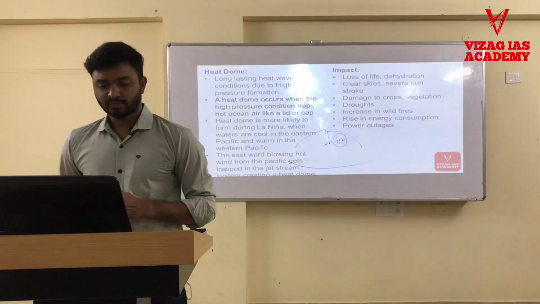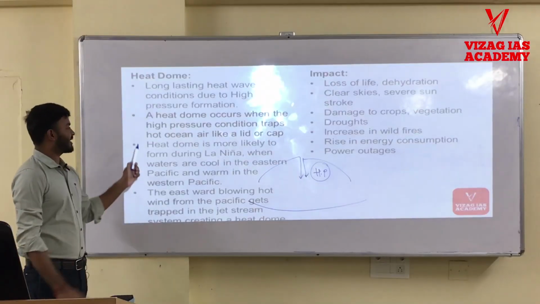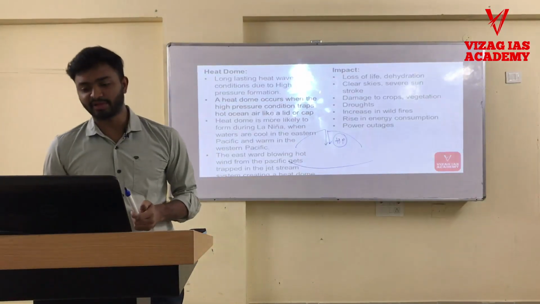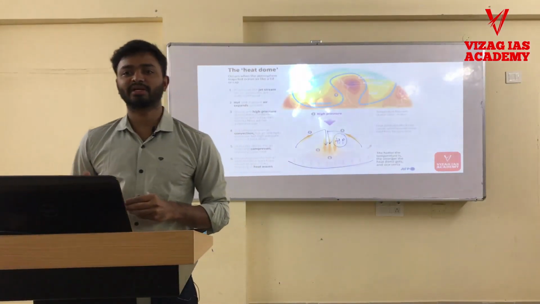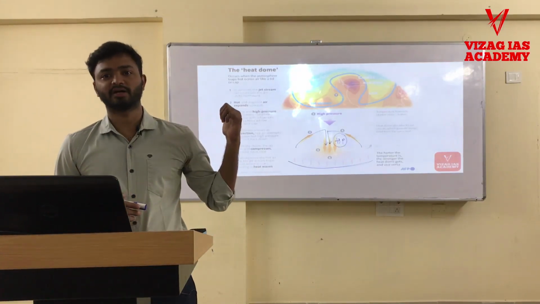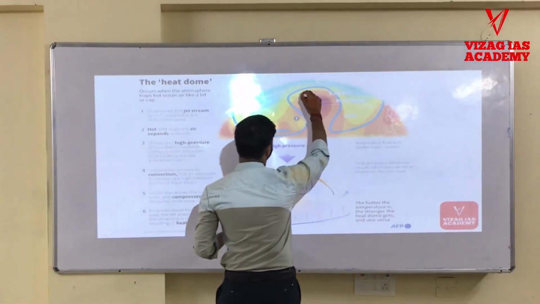So heat dome occurs when high pressure conditions trap the hot ocean air like a lid or a cap. So let us examine where it is happening. Mostly the heat dome has come into the news because of the severe impact it had in North America. So this is North America.